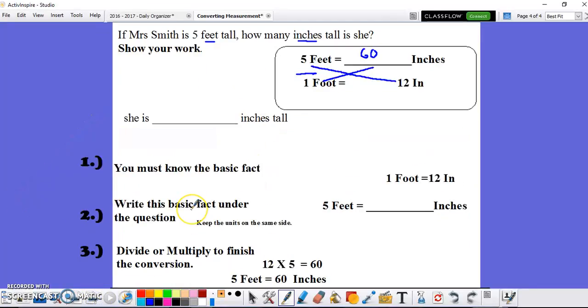However, in the example with Mrs. Smith, my main or basic fact 12 inches was all the way over here on the right because inches underneath inches, and feet underneath feet all the way to the left. The only way I can connect the question number 5 to the basic unit 12 is by crossing over these facts. And when I cross over, it looks like a multiplication symbol, which reminds me to multiply.